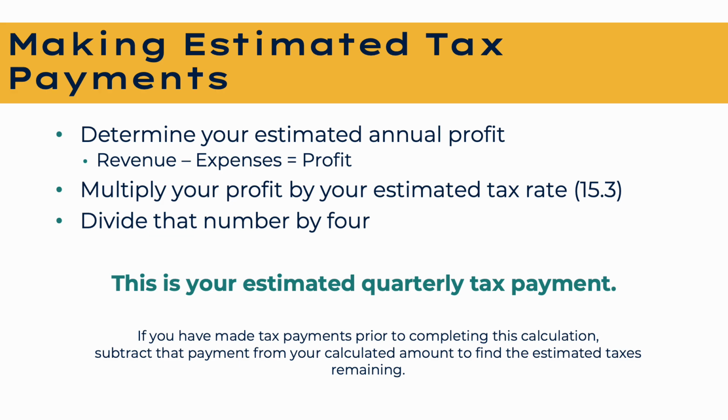To determine your estimated annual profit, review your cash flow and profit and loss. Subtract your expenses from your revenue, and the resulting number is your profit. Then you can multiply that number by your estimated tax rate, 15.3%, to find your estimated tax payment. Divide that number by 4 to find the estimated amount per quarter.